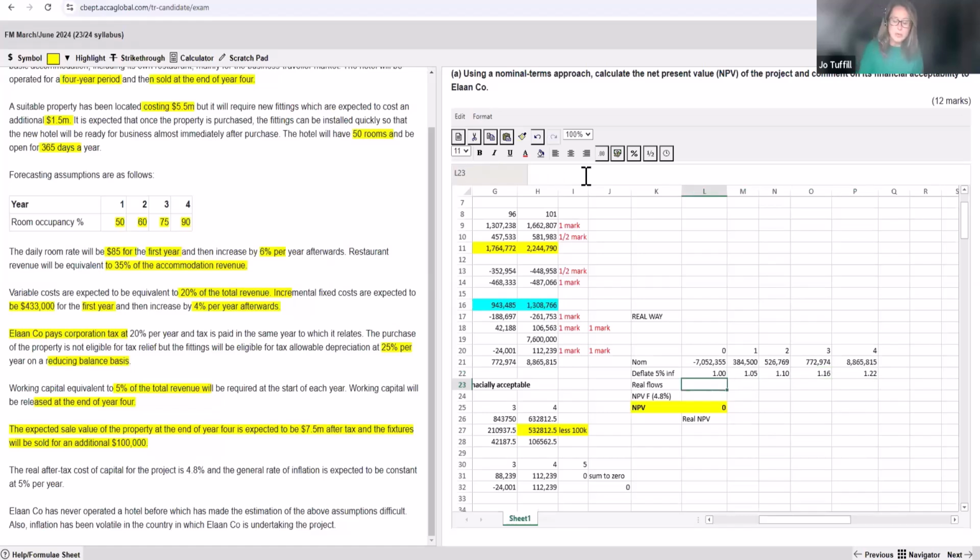So therefore the real flows is going to be that figure divided by that figure, because you're discounting it back now, not compounding it up. And if we make it look nice again, you copy that across. So you've deflated the nominal cash flows and then you're going to find the net present value at the real rate. So at the real rate.